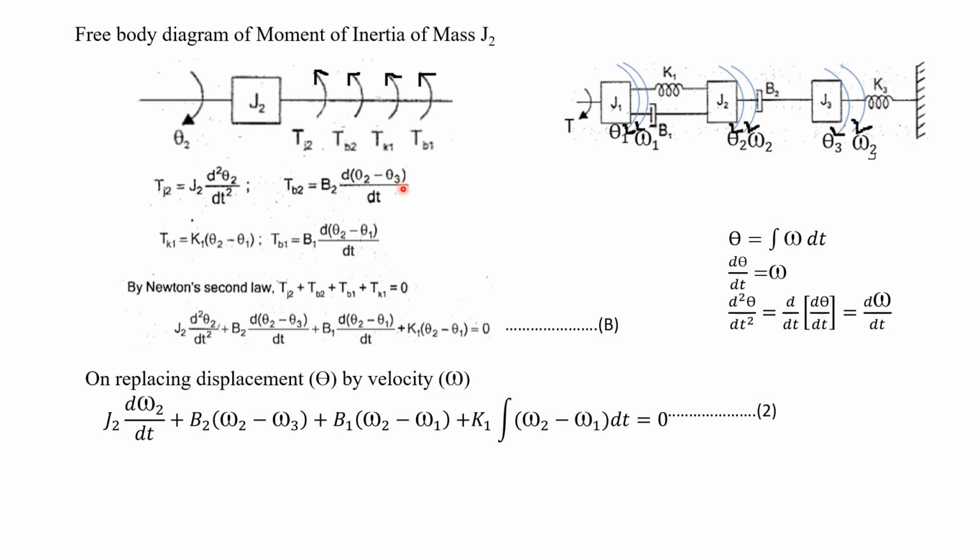So we have to write the difference in displacement here. First we have to write this theta 2, then you have to write this theta 3, because we are drawing the free body diagram for J2. Understood? The next, what is TK1?